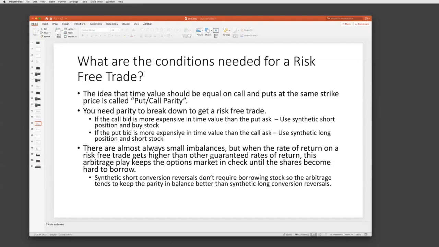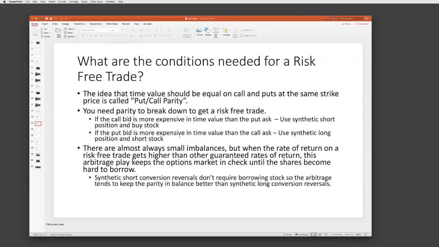Okay, so did you get that? When you're doing a synthetic, you offset by buying the stock. And because that doesn't require borrowing the stock to get the arbitrage, that tends to be a safer bet, if you can get the trade done, if you can get the prices that you want. It tends to be a safer trade, or an easier trade to get.